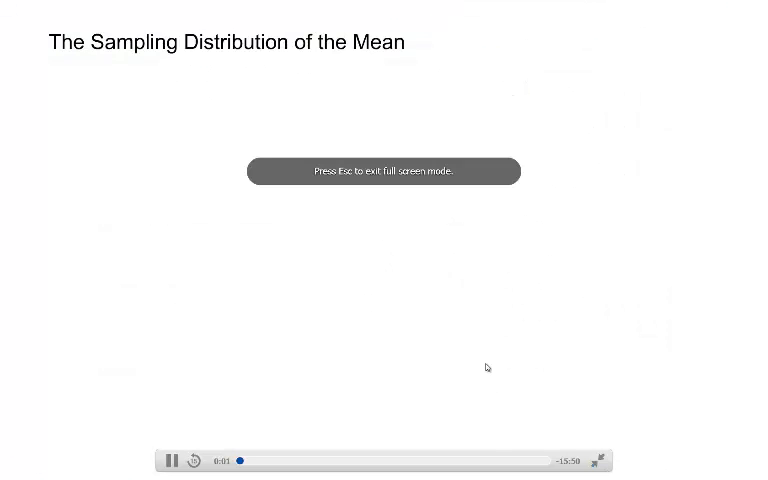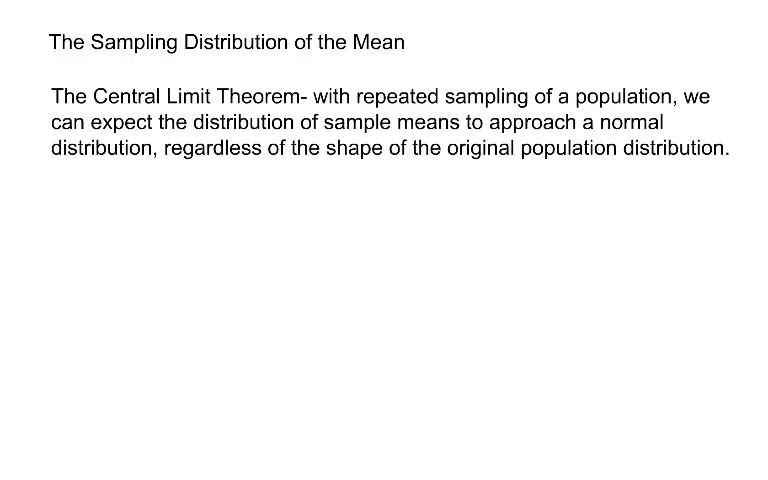In this video, we're going to take a look at the sampling distribution of the mean. When working with sampling distributions for means, the first thing you'll want to learn is the Central Limit Theorem. The Central Limit Theorem, in essence, states that with repeated sampling of a population, we can expect the distribution of sample means to approach a normal distribution regardless of the shape of the original population distribution.